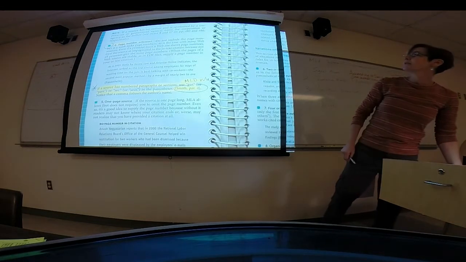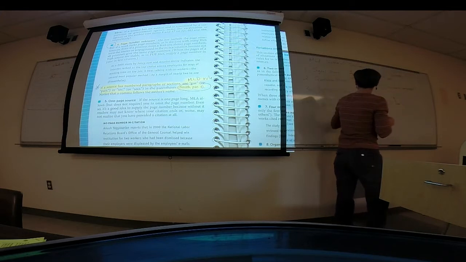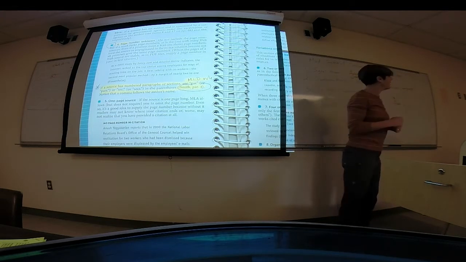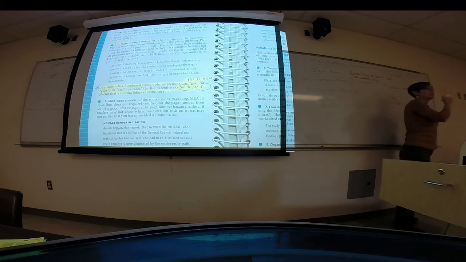And then there's a couple of other rules. Page number unknown. In addition to the MLA rules, there are 2 MLD rules. You know what an MLD rule is? It's a Mary Lynn Diggs rule. There are only 2. That's the good news. I follow the MLA rules for the most part. There are 2 things extra that I want you to do.